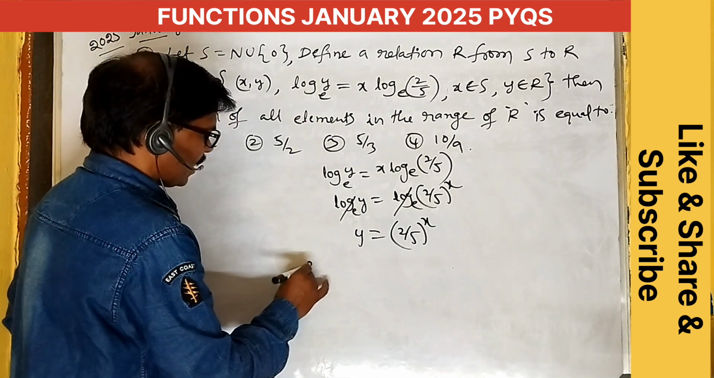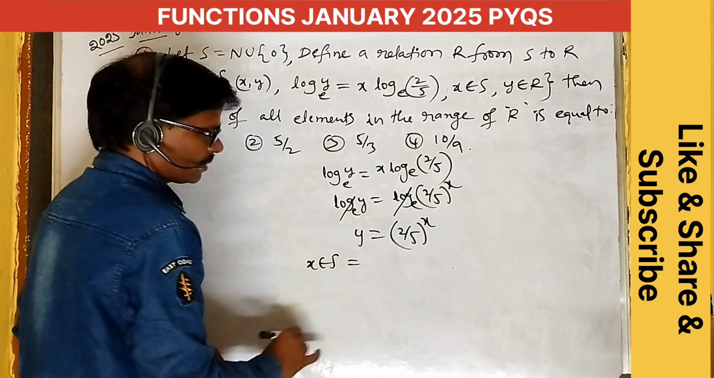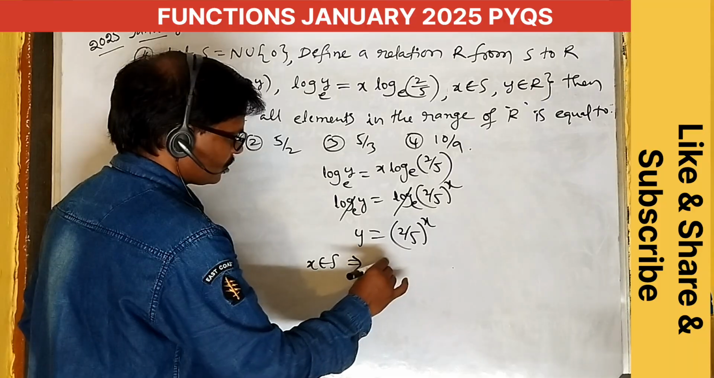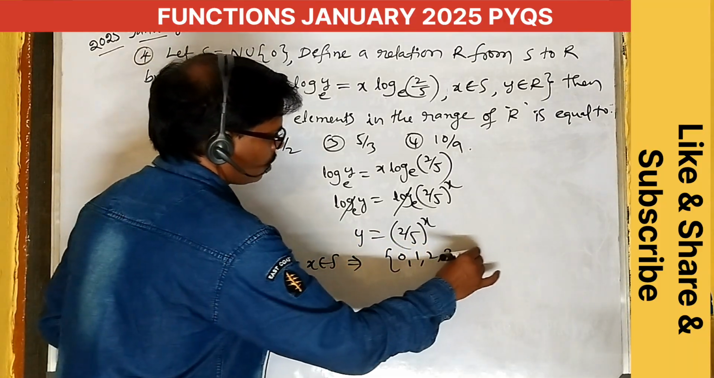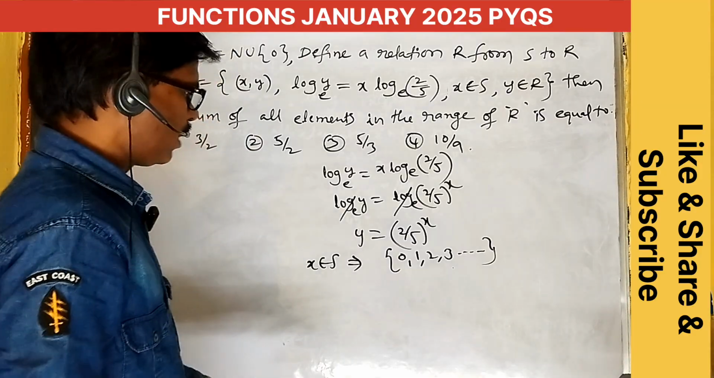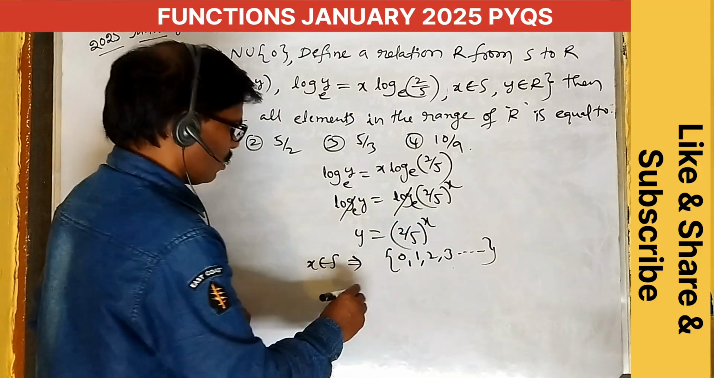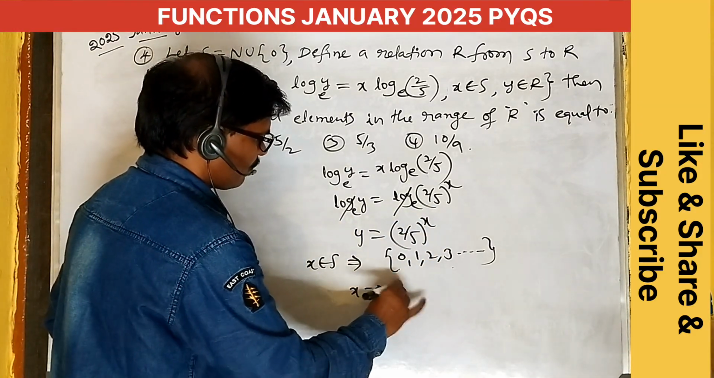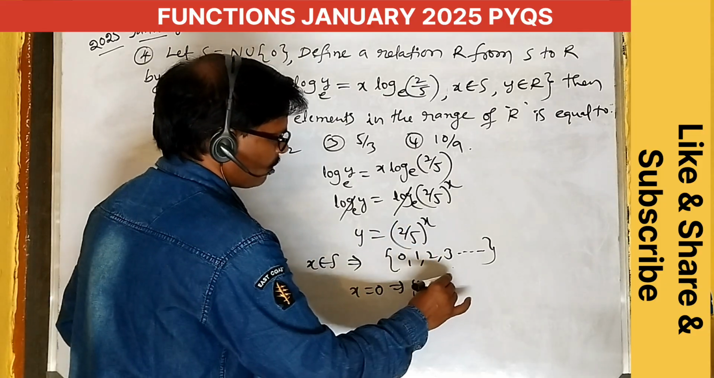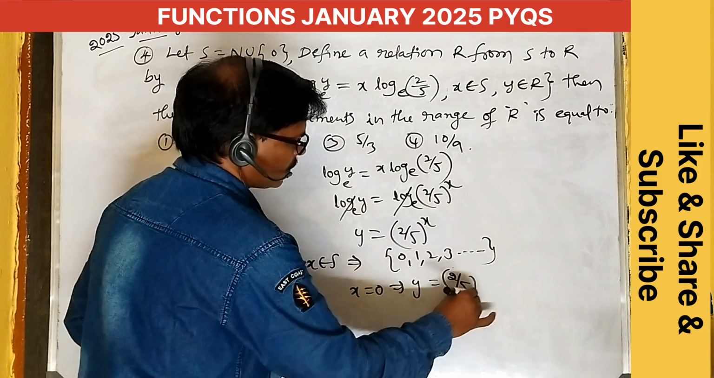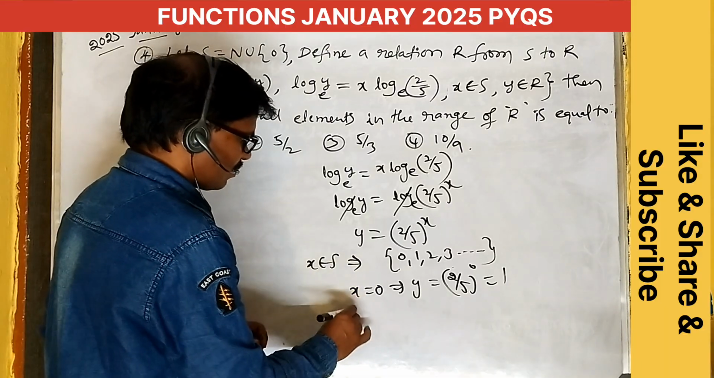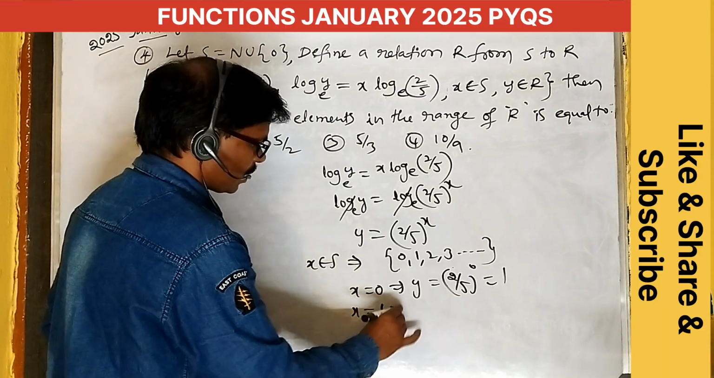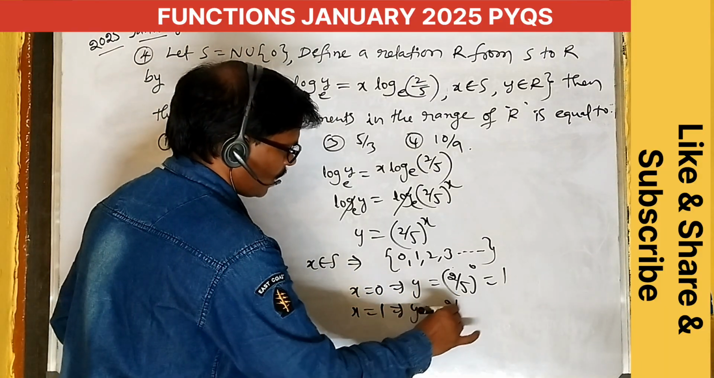Okay, x belongs to S, which implies the set of x is 0, 1, 2, 3, and so on up to infinity. Here, what is the x value? Put x equal to 0. What is the y value? y equals 2 by 5 whole power 0, which equals 1. Next, x equal to 1, that implies y is equal to 2 by 5.